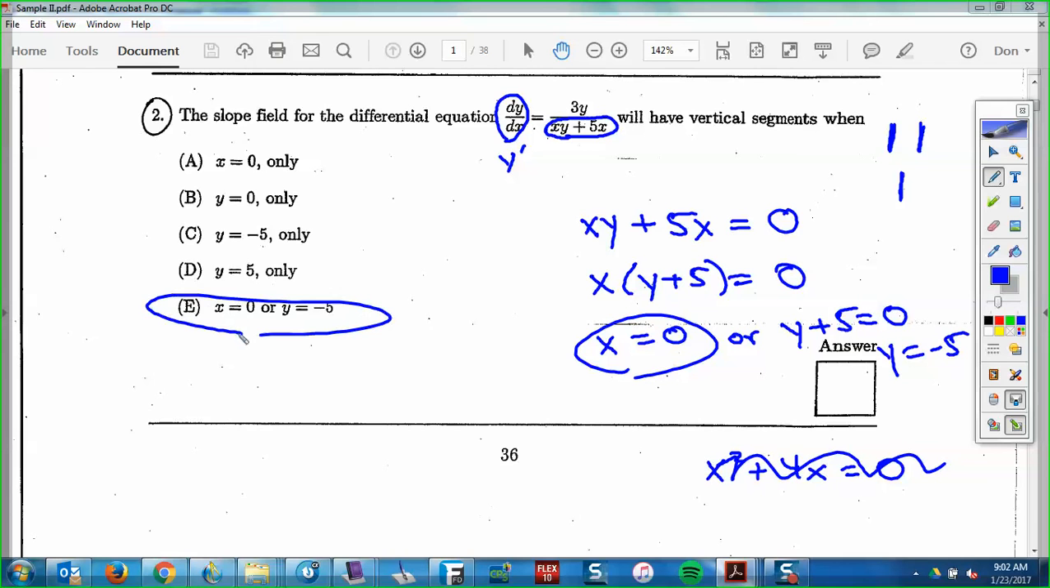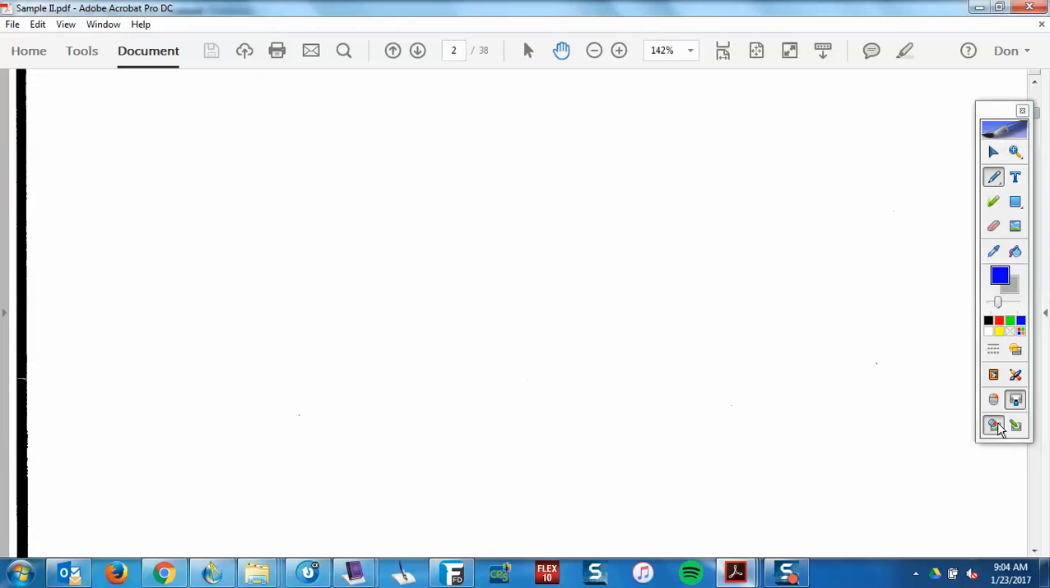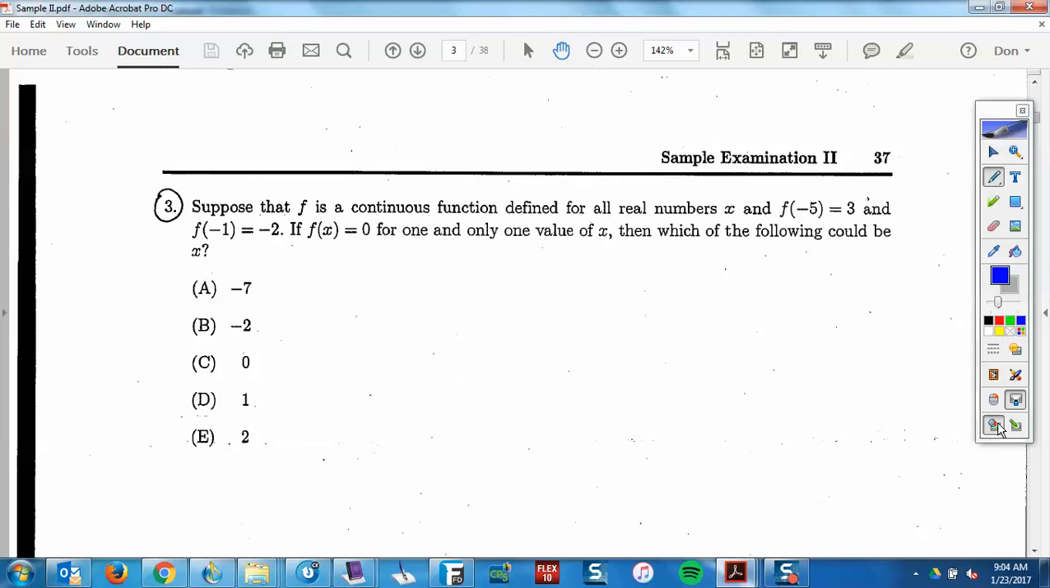So x equals 0. Okay? Yep. So again, a little algebra involved there, in this no calculator section, a lot of those kinds of things. Oh, look at this. Look at number 3.